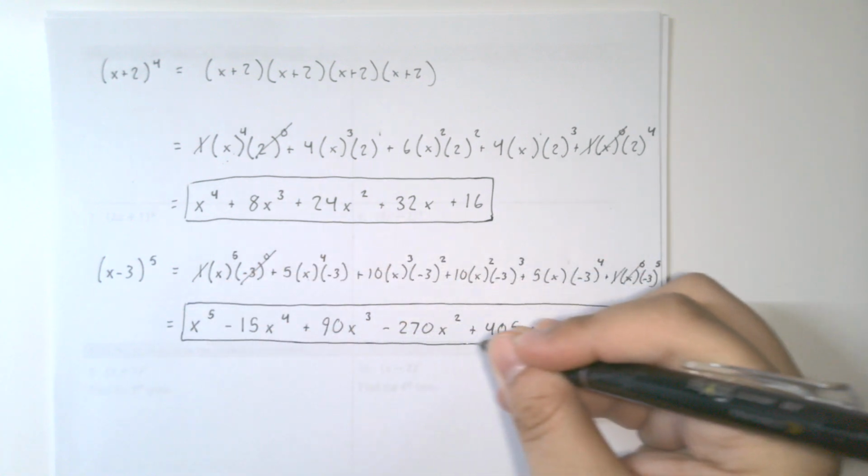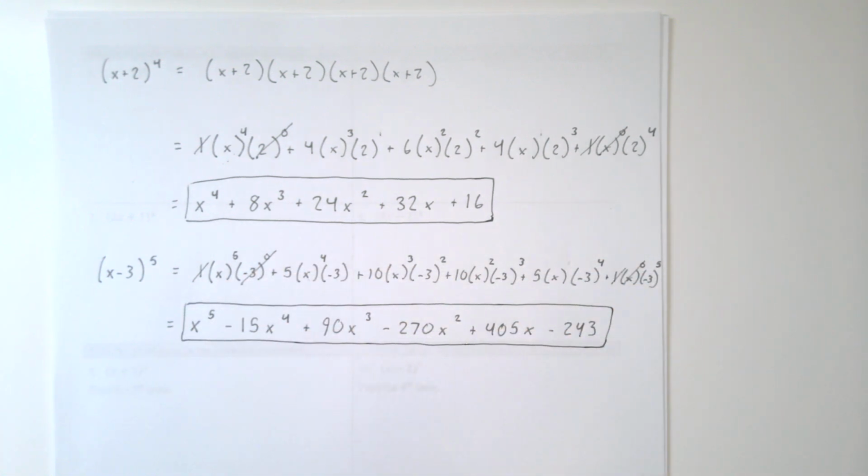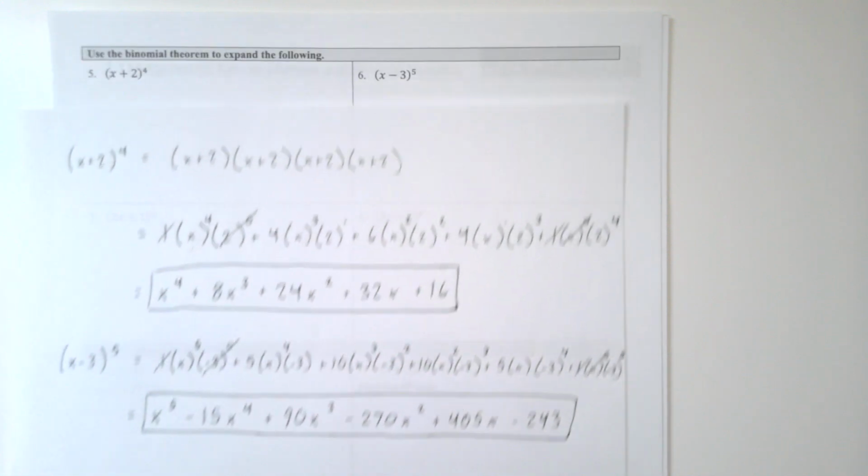The hardest part about doing any of these is setting it up. But once you have your binomial expansion set up, it's actually pretty straightforward to multiply everything back together. All right, let's try the next one.